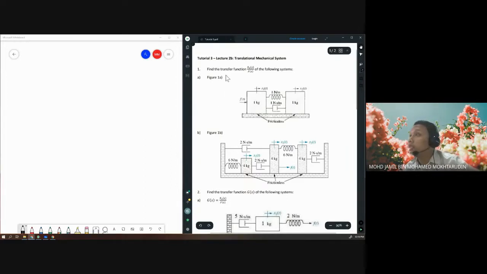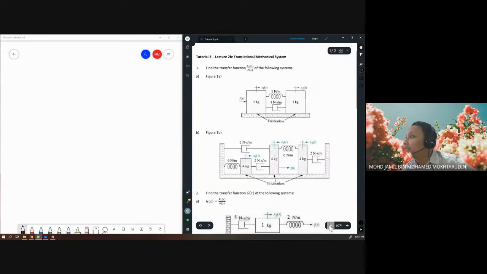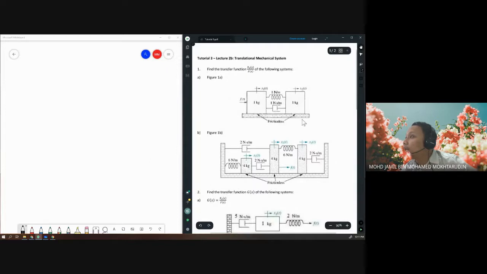So question one, find the transfer function x2 over F of the following systems. Okay, so figure 1a, question A. Sorry for the poor figure quality. So in figure 1a we have two boxes which are connected by a spring and a damper, and a force is applied on block X1. Let's find the transfer function by using the steps that we have learned last week.